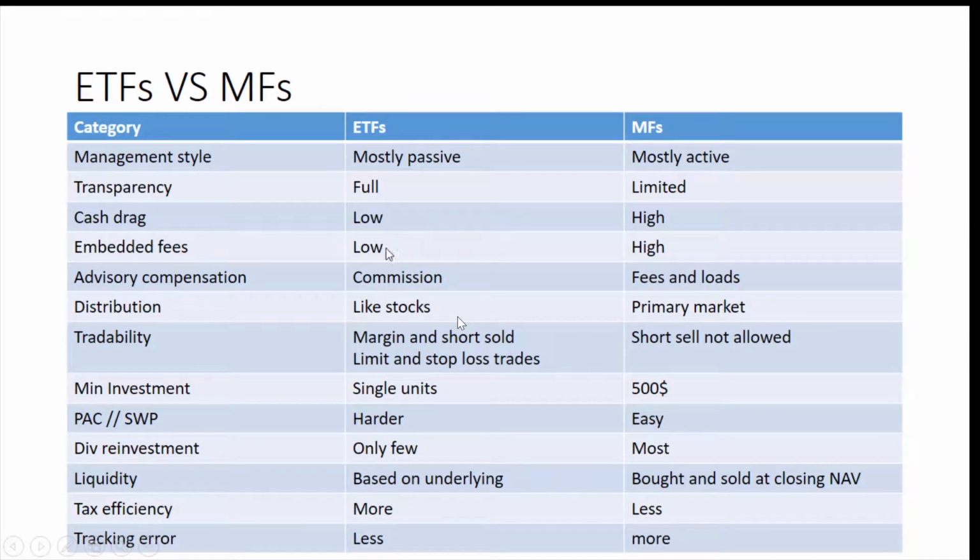Cash drag is low in ETFs. Cash drag is high in mutual funds because mutual funds have to maintain higher cash for redemption purposes. Embedded fees are low in ETFs. Embedded fees are high in mutual funds. Advisory compensation is commission when you buy and sell ETFs. For mutual funds, it is fees and load, and it has a large trailing component.